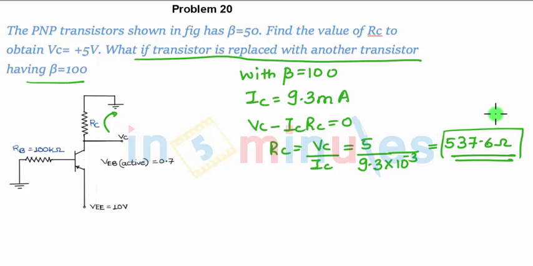So what you can say is, as the value of beta is increasing, the value of resistance required to produce the same amount of current is decreasing. That means when beta changes, your resistance changes. When beta increases, the resistance value decreases.